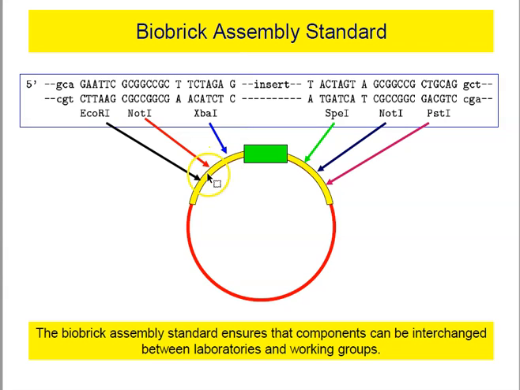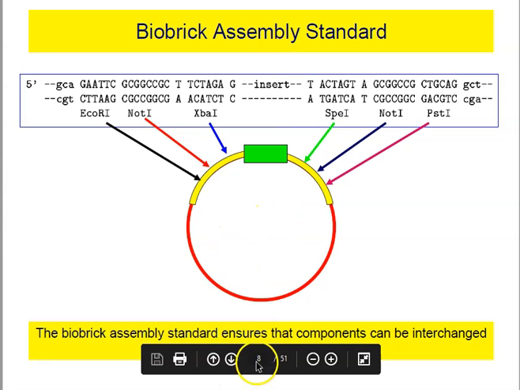So for instance, if I wanted to excise this gene, I can use any one of these combinations of restriction enzymes. For example, use XBA1 in combination with NOT1, and then you have a double digest, and you can excise this gene and introduce it into another vector. So this Biobrick assembly standard facilitates the standardization of components across laboratories.